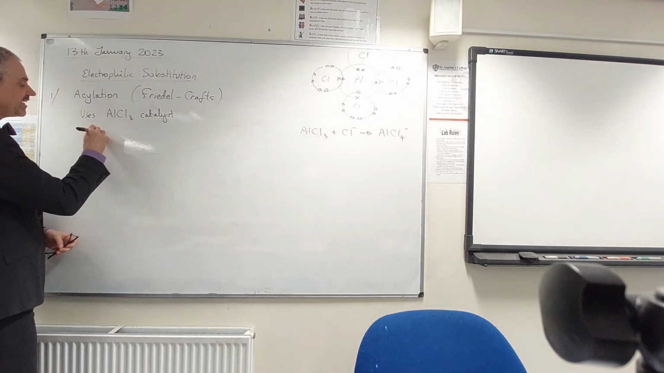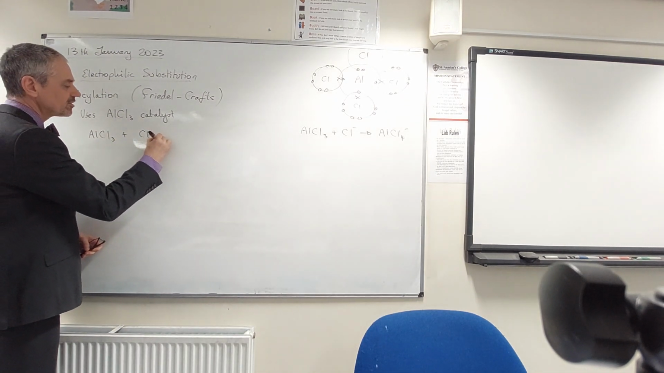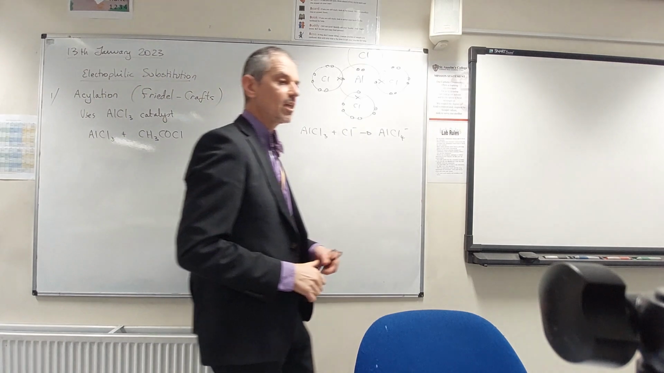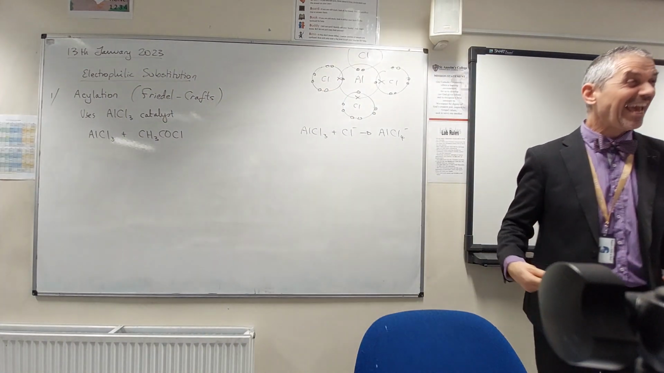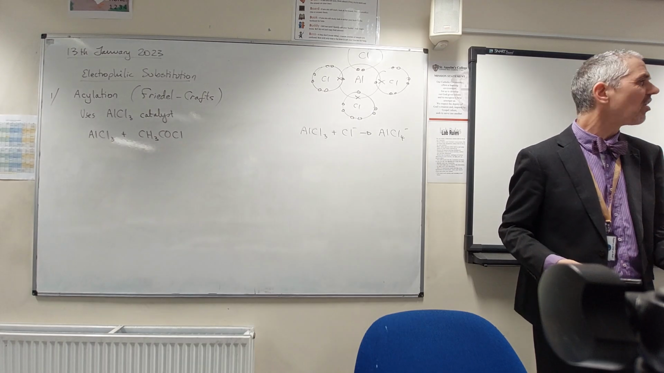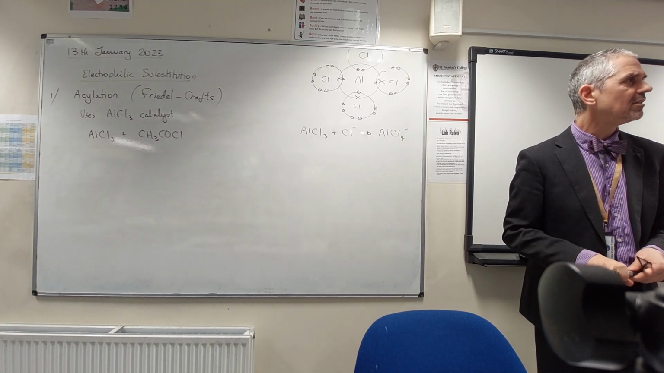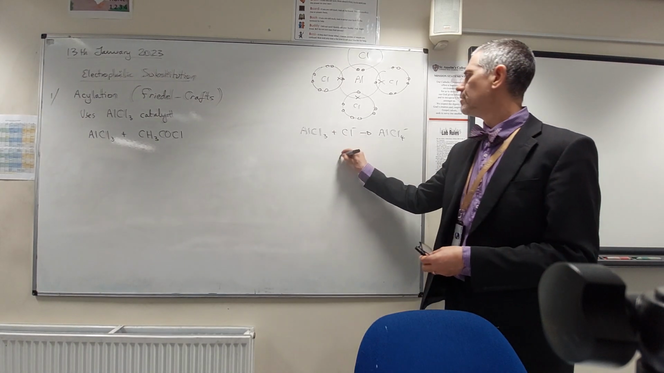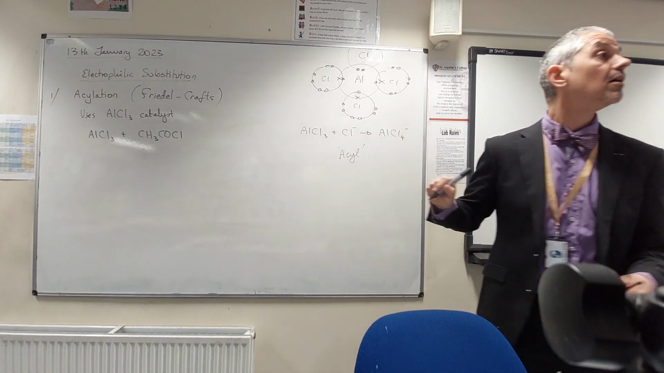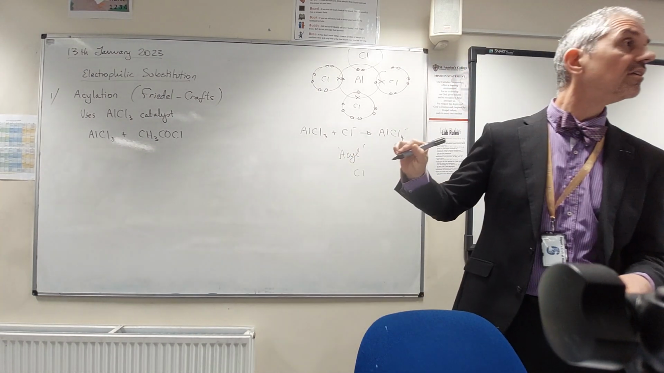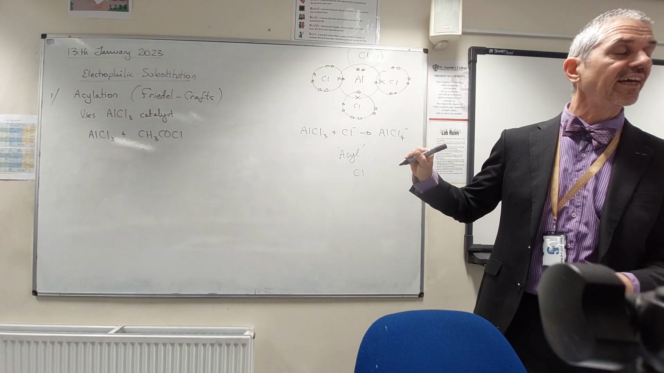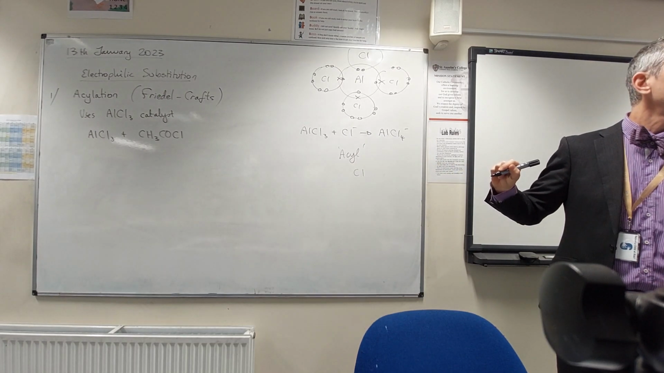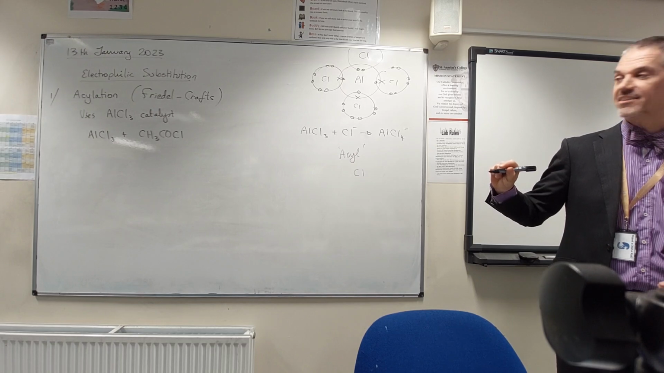We use the AlCl3 on ethanoyl chloride. You might remember from carboxylic acids and all that jazz that's our acylating agent. What's the acyl group again? It's an odd name, but it's one that's stuck around. What's the acyl group? It's what? No, that's not the acyl group. No, that's not right.